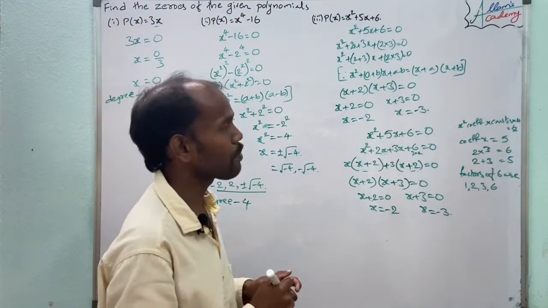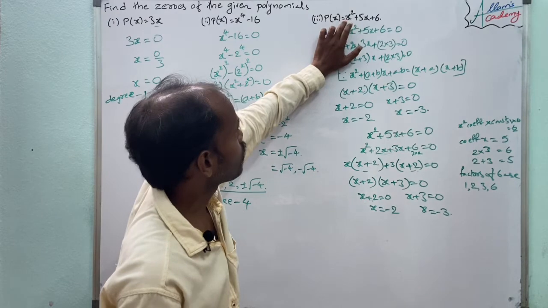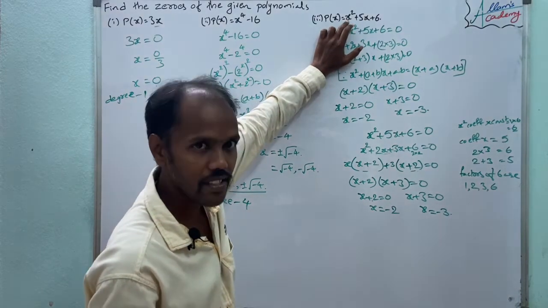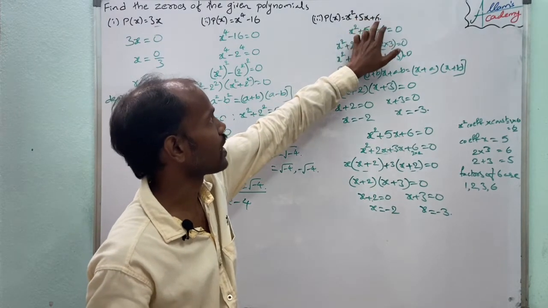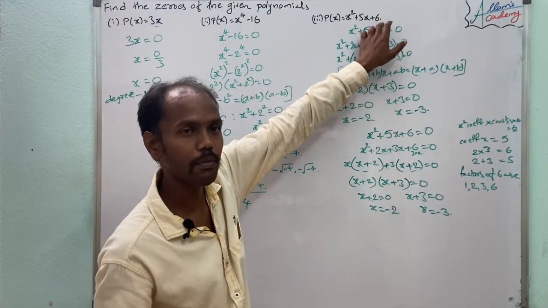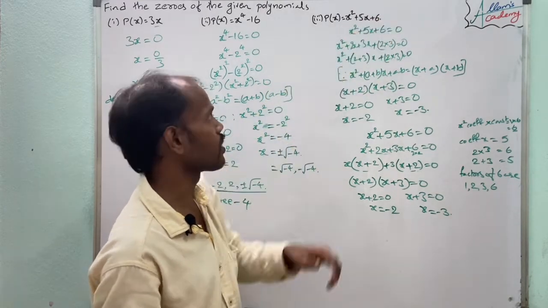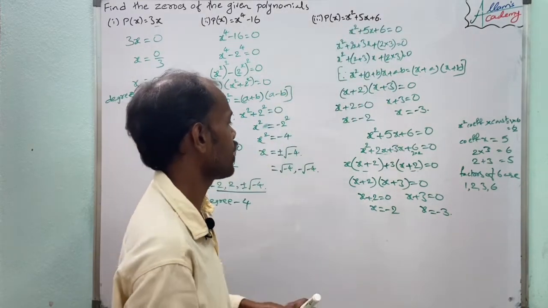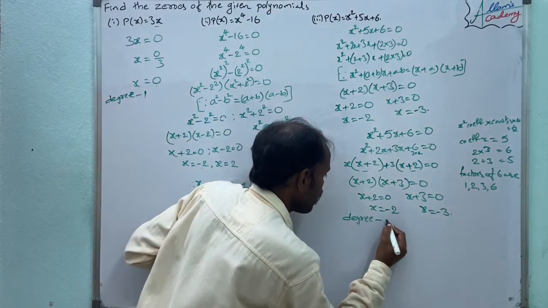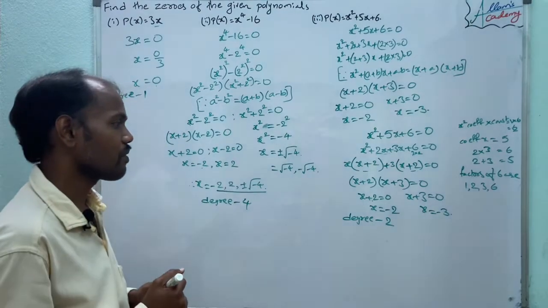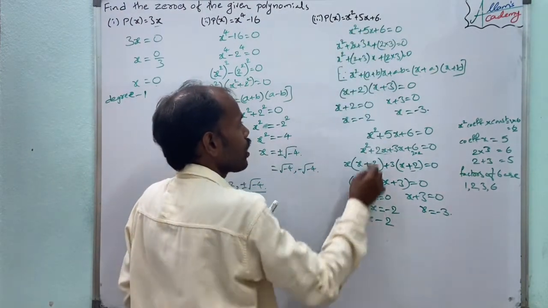Now observe this polynomial. The degree of each monomial: x square has degree 2, 5x has degree 1 because the exponent is 1, and 6 is a constant term, so its degree is 0. For the total polynomial, the degree is the highest degree, x square, so that is 2. So the degree of this polynomial is 2.